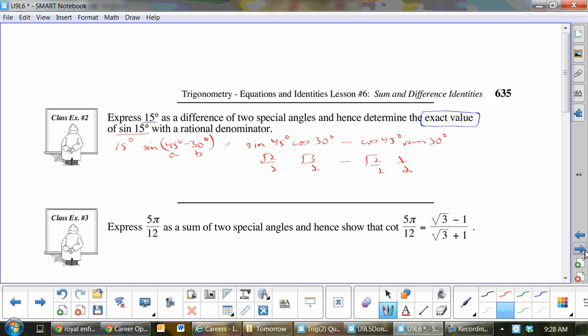So I'm going to do some math. Root 2 times root 3 is root 6 over 4. Minus root 2 times root 2 is root 4, over 4. Now you cannot subtract root 6 minus root 4. So the best you will get is root 6 minus root 2 all over 4. I just put it all over one common denominator. Pretty cool, eh?